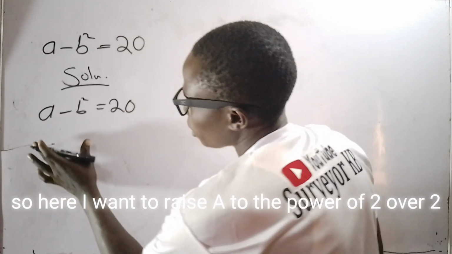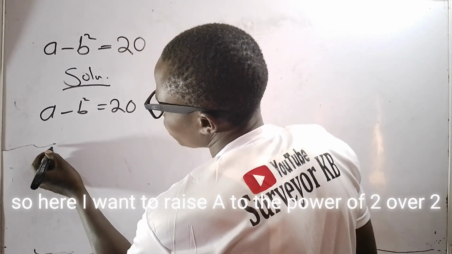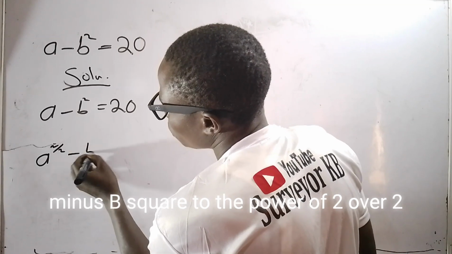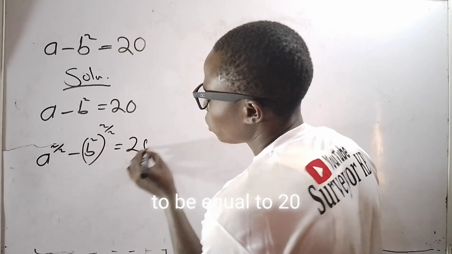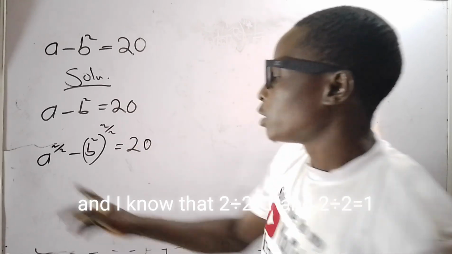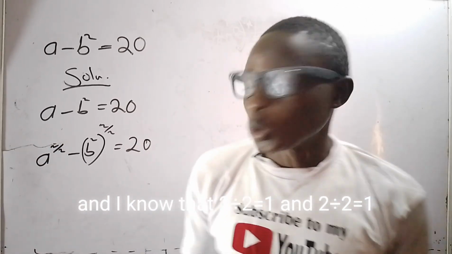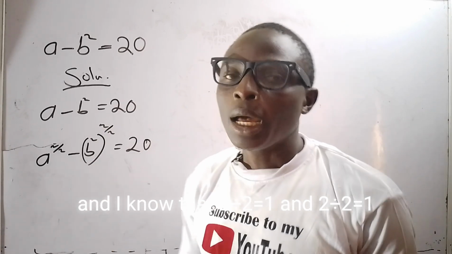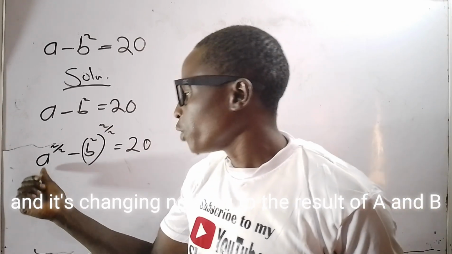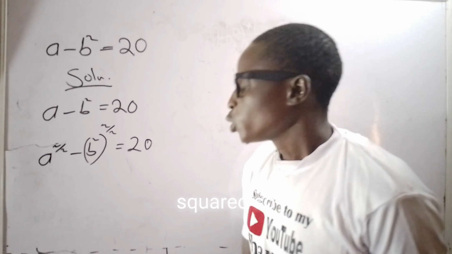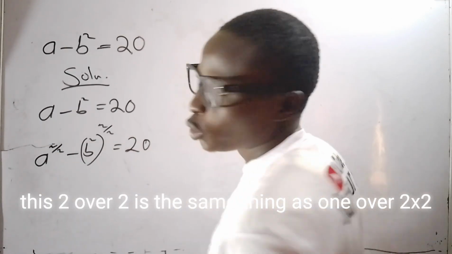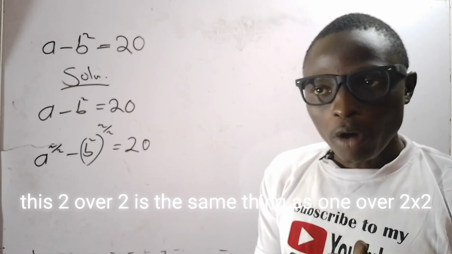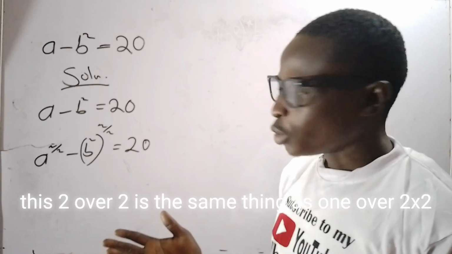So here I want to raise a to the power of 2 over 2 minus b squared to the power of 2 over 2 to be equal to 20. And I know that 2 divided by 2 is 1, and it changes nothing in the result of a and b squared. So this 2 over 2 is the same thing as 1 over 2 times 2.